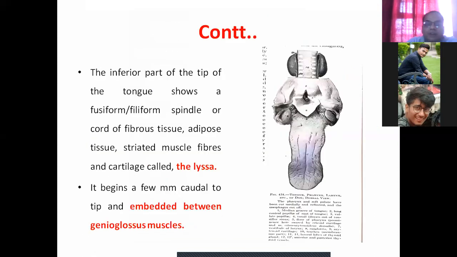One very important thing in the dog tongue: on the inferior aspect of the tip of the tongue, you will find a fusiform cord-like structure of fibrous tissue, made up of adipose tissue and striated muscle fibers. That structure is called lyssa. This lyssa facilitates catching liquid feed or water. This lyssa is embedded in the genioglossus muscle. So we have to remember, lyssa is present in the tongue of the dog.